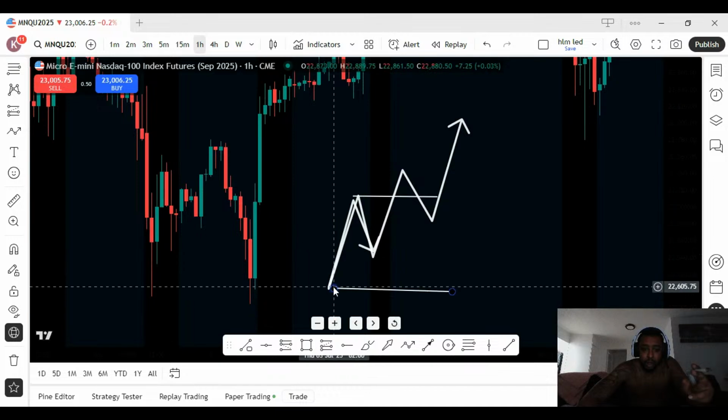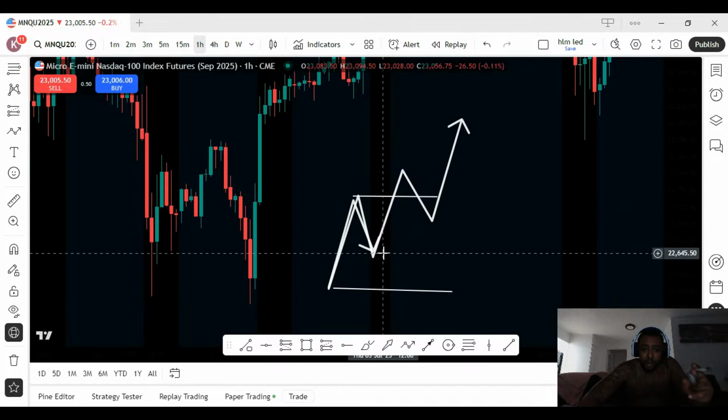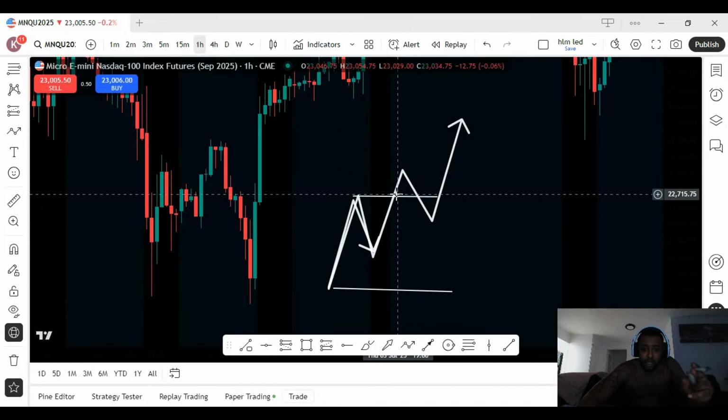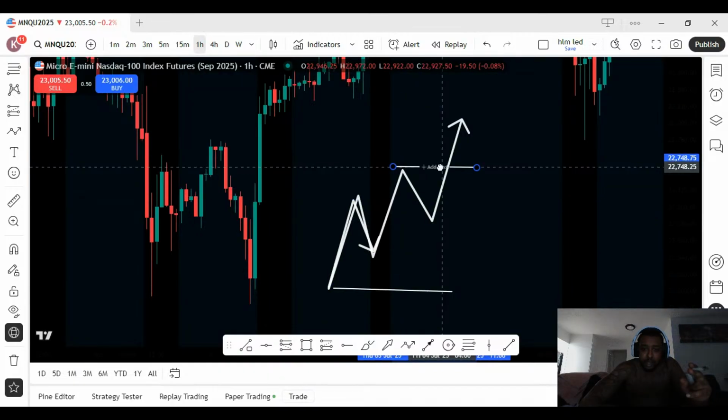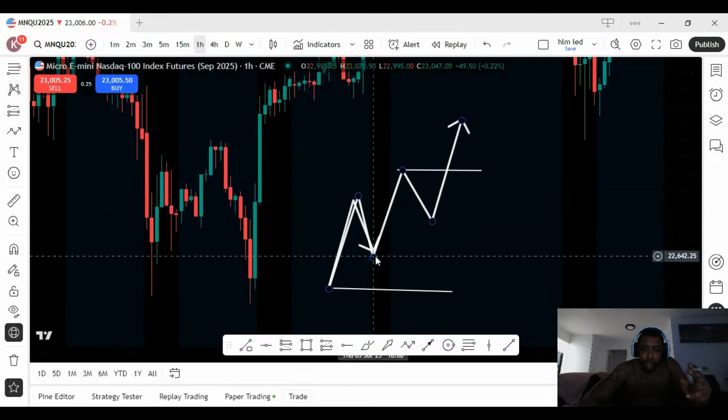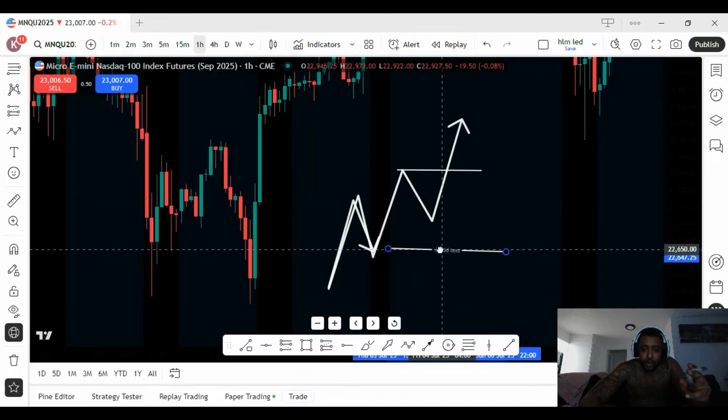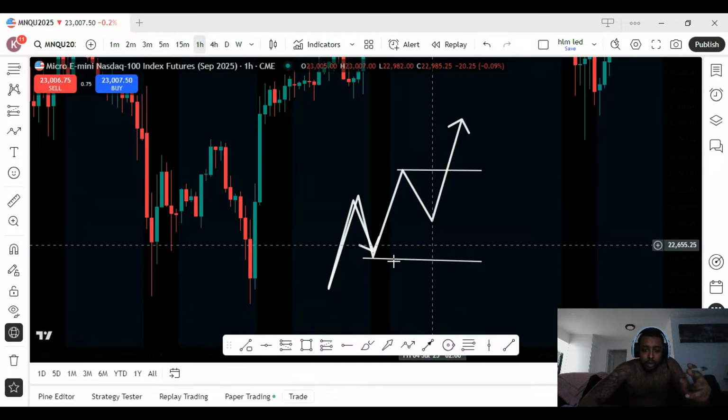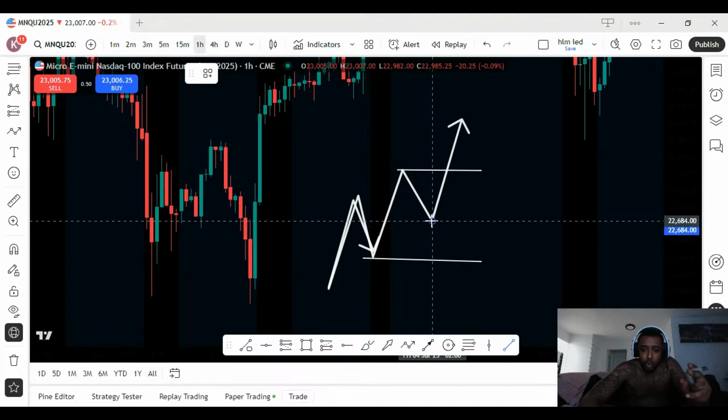The market created a low, it created a high. It created another low, and then it took out this high and created a higher high. So now this is the new liquidity here. Now we have this liquidity, which is a low, and then this right here, which is another liquidity, which is another low.